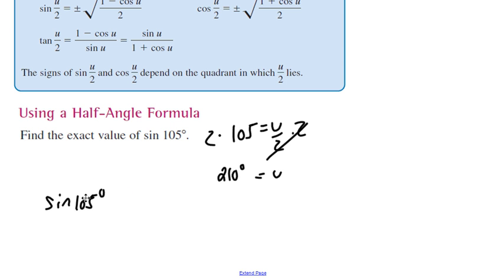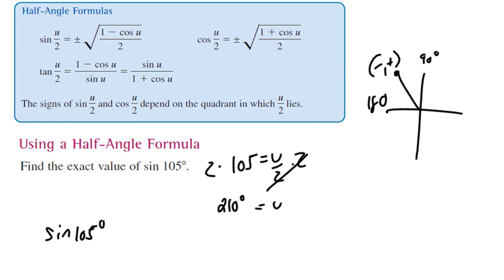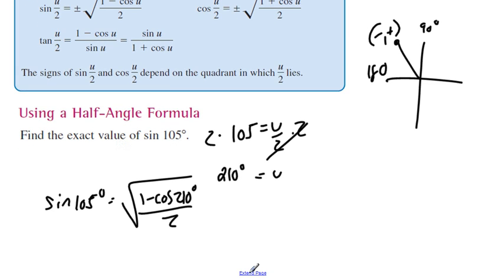And let's think about this. Sine of 105 degrees, what quadrant are we in? Well, this right here is 90 degrees, right? And this is 180, so we're going to be somewhere in this ballpark. And if you look at the sine right here, that's going to be a negative value and then a positive value. So since we're in the second quadrant, the sine value would be positive. So that's why in my formula, I'm going to use the positive radical, okay? So I'm going to say this is equal to the positive radical of 1 minus cosine of 210 degrees all over 2. All right? So just a little bit of simplifying here.